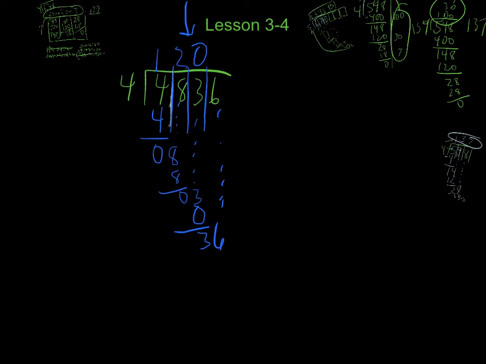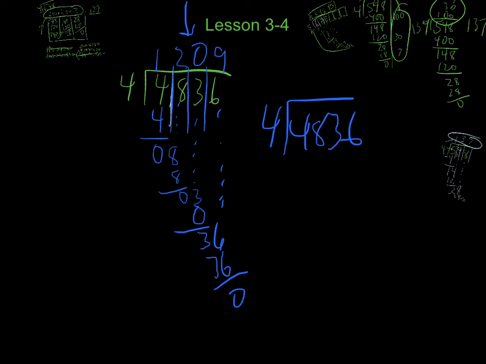And I'll show you, because 4 times 9 is 36. Gives me a remainder of 0. My answer is 1,209. If you instead did this and put the 1 there, the 2 there, and didn't put anything here, and then you did the 9 for the last one, you would get 129, and that'd be way off of 1,209. So it's really important that you know that.